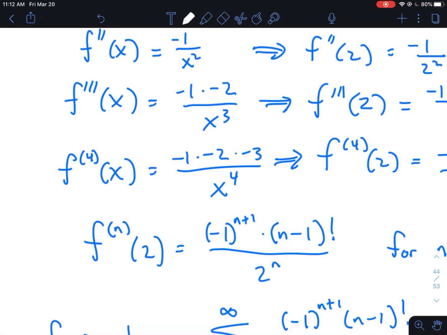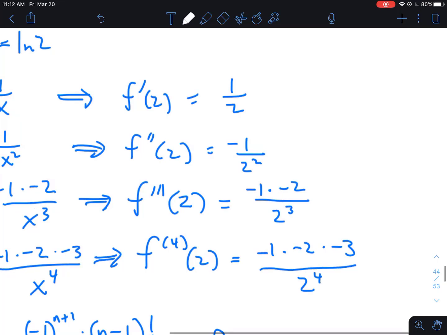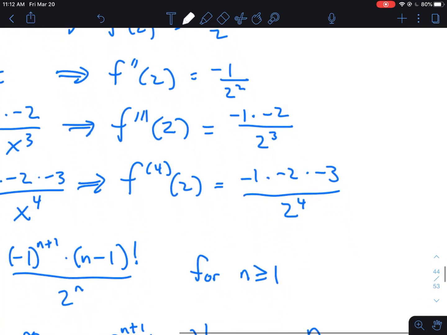And after that, I think maybe I can start to see what the trend is more or less. I've gone ahead and started to plug in 2's over here. So I have 1 over 2, negative 1 over 2 squared, negative 1 times negative 2 over 2 cubed, and negative 1 times negative 2 times negative 3 over 2 to the 4th power. And so we can see that when I'm taking 4 derivatives, I do have a 2 to the 4th power.